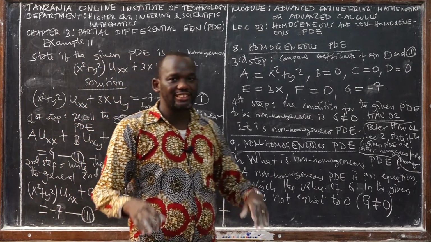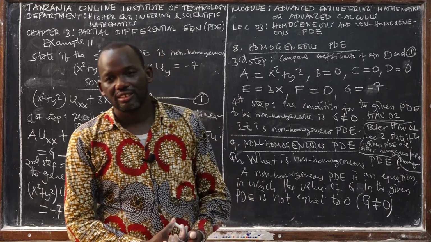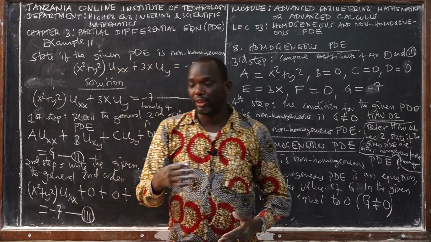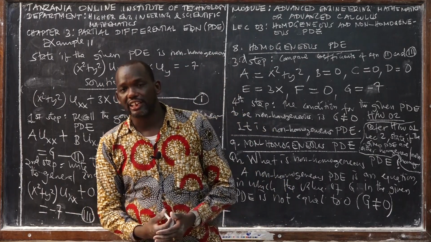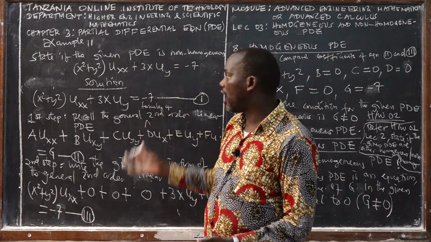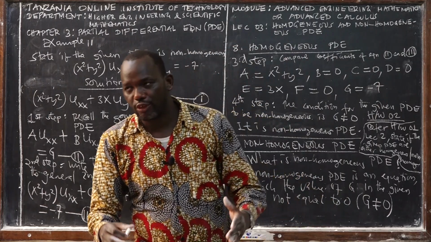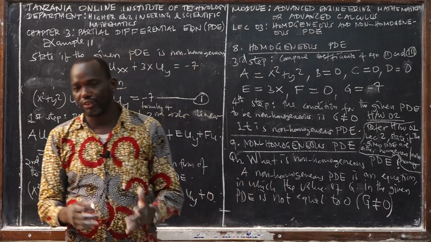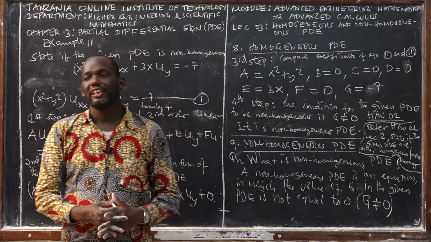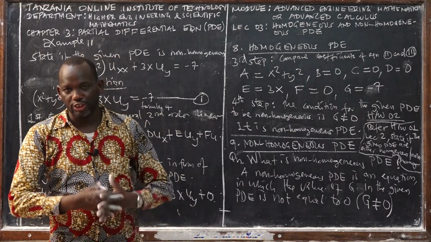Okay, so if that is the case, did you understand homogeneous and non-homogeneous partial differential equations? Is the concept clear? Did you get something? So make sure to review it several times so that you master it. I would like to say that this is the end of lecture 3, where we learned about the general formula of second order partial differential equation, and then we learned about homogeneous partial differential equation, and also non-homogeneous partial differential equation.